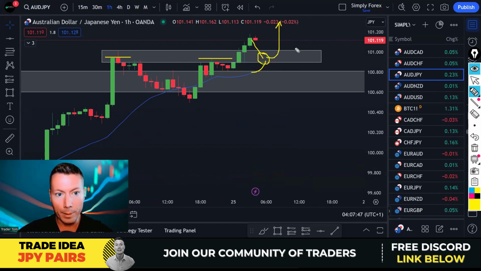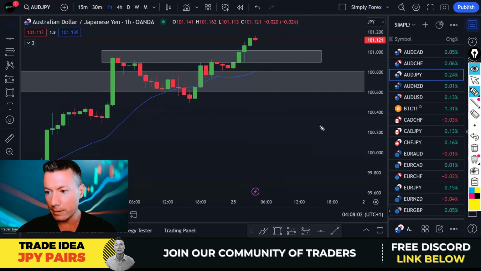And then we start buying Aussie dollar yen from there. So that's generally how I'm going to trade all of the yen pairs: retrace into an area of value and then look to buy it. All right, guys. So that's the yen pairs sort of as a clump of trades.